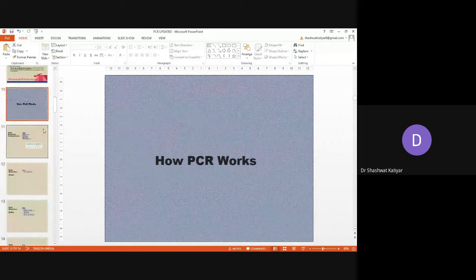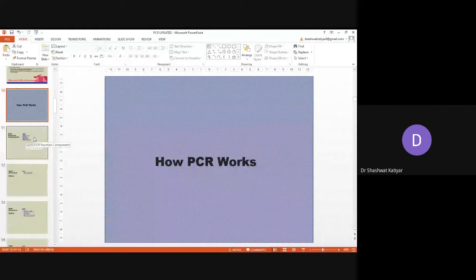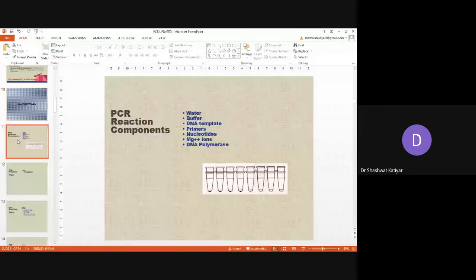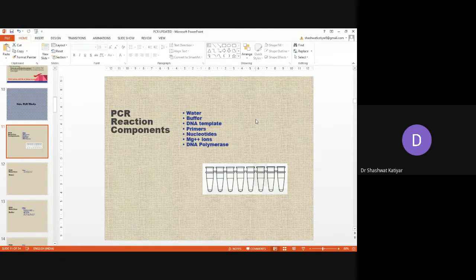So how does PCR work? This is the first thing. There are certain requirements for the PCR reaction: distilled water, buffer, a DNA template strand, a DNA polymerase enzyme, and primers, one forward primer and one reverse primer, and dNTPs. These are the four different types of nucleotides, or dNTPs, for the assembly of the DNA chain, and a divalent cation such as magnesium ion, and a particular enzyme which can extend the DNA chain, with 5' to 3' exonuclease activity. So this polymerase enzyme has 5' to 3' exonuclease activity, and all these requirements are used for the PCR purpose.